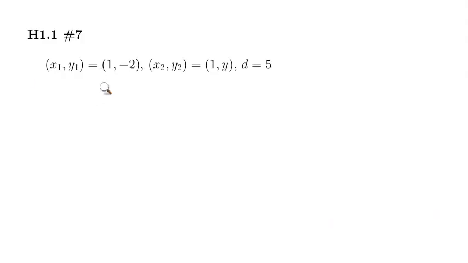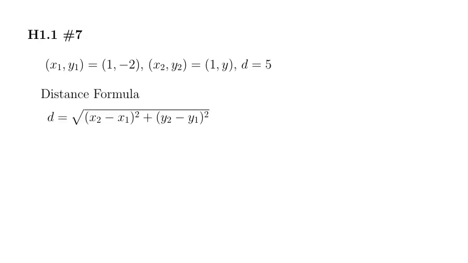I'm going to call (1, -2) as (x1, y1) and (1, y) as (x2, y2), and the distance d is equal to 5. Remember we learned about the distance formula, which looks kind of like this. Let's take all the numbers we know, plug them in, and see what happens.